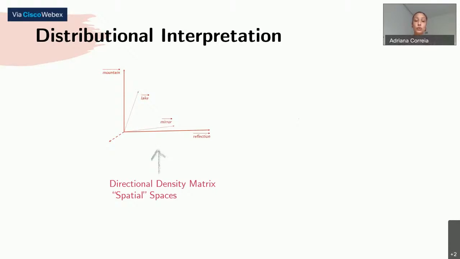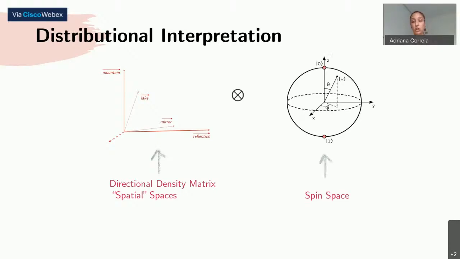We are going to consider the possibility that the bases that are describing the underlying vector spaces are not orthogonal. And this is very nice because it will allow us to include the notion of directionality of the syntax also in the interpretation. The other thing that we are introducing is tensoring this spatial part, which is an analogy on how states of particles in the three-dimensional world are described, with a spin part.